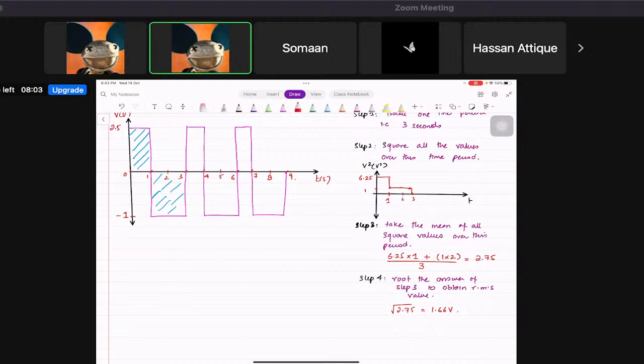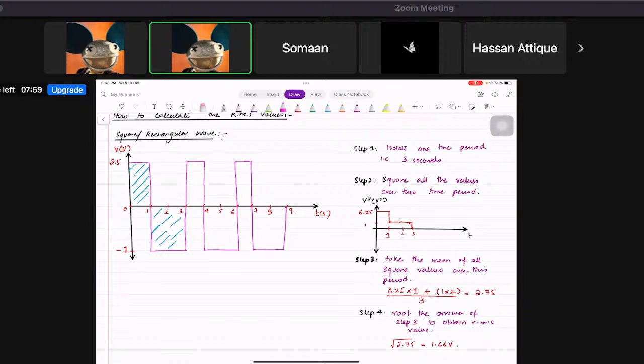RMS basically means you always go from here. So first of all, you square, we squared it, and then what did we do? We took the mean, and then what we did, we took the root. So that's what RMS means. Is it clear? Any questions?